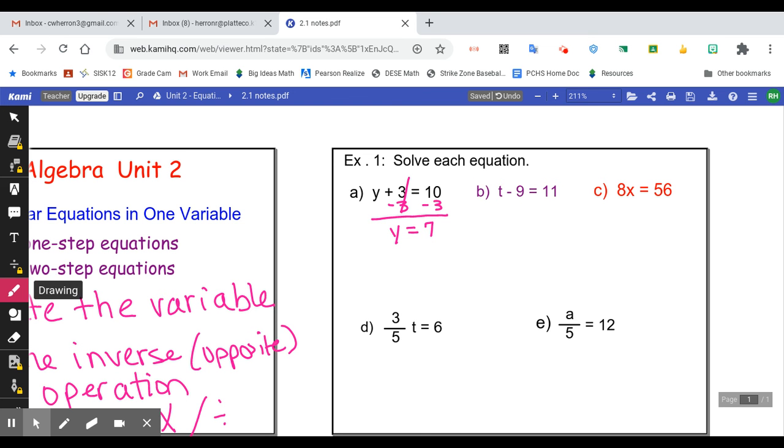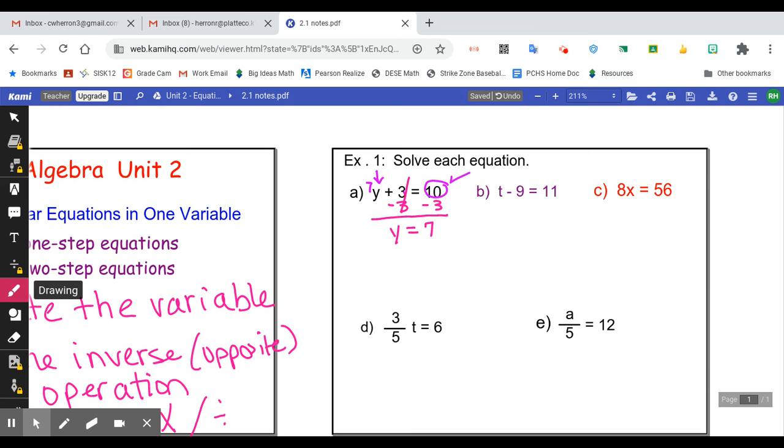So these one-step ones are pretty simple, but you always want to make sure that you take the number that you got and plug it back in the equation for the variable and see if you get the answer. So if I plug in 7 for y, I'm going to have 7 plus 3, and it's supposed to equal 10, and it does. Okay, so always check to make sure that you got it correct. All right, let's go to the next one.